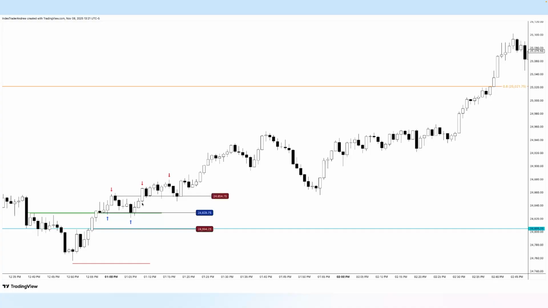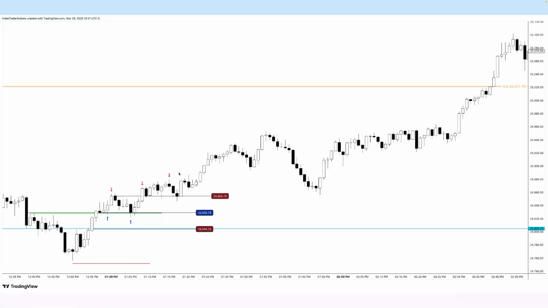Now, in my drawing, that was a very quick movement. This one ended up taking almost 2 full hours to develop. But that is almost 200, I believe it's about 200 right up here, just above it. So just short of 200 handles higher. I'm not looking to get all of it.